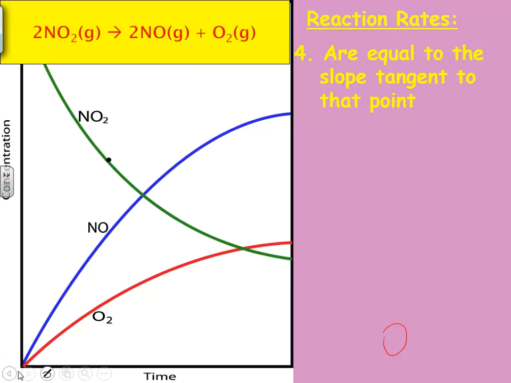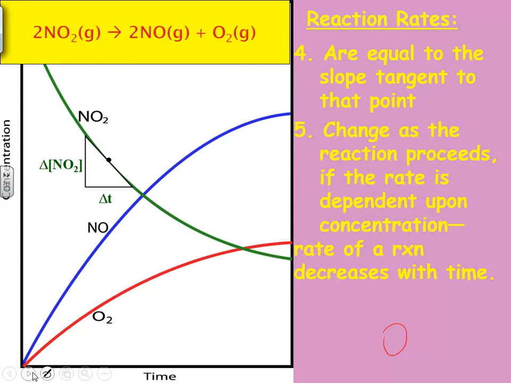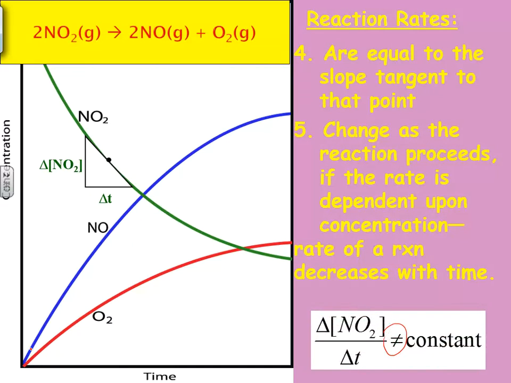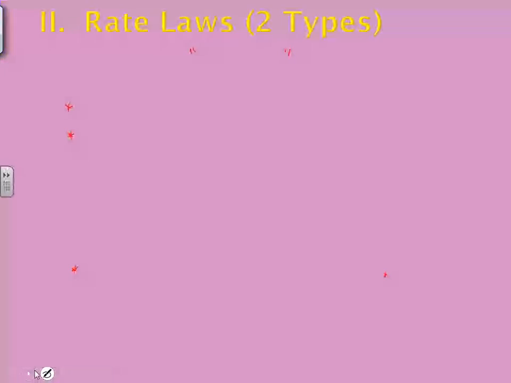The reaction rates are equal to the slope of the tangent to that point. You can see here, if you look at the change in concentration of NO2 over change in time, the reaction rates change as the reaction proceeds. If the rate is dependent upon the concentration, then the rate of a reaction decreases with time. So reaction rate is not constant. You'll see in our rate laws that one of the methods we use is called the method of initial rates, where we can measure the initial rates of the reaction. Our next video will focus on the rate laws.